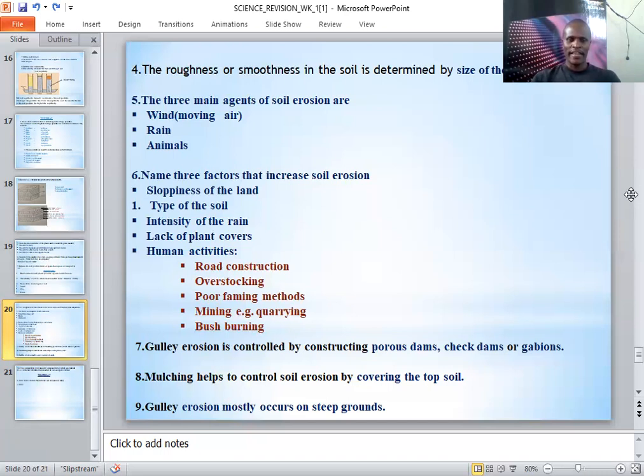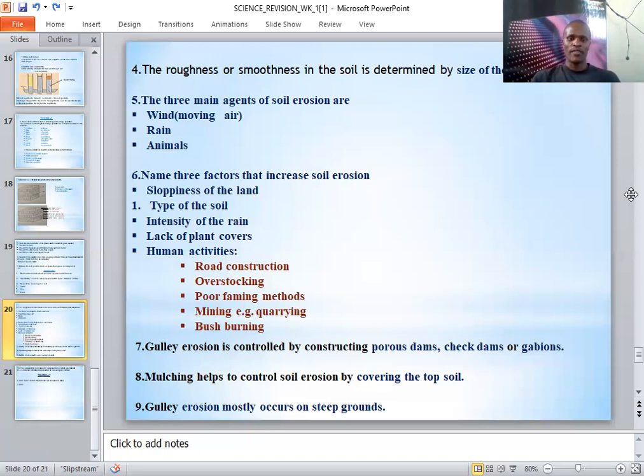But when the rainfall is just lighter, then we expect the soil erosion to be least. Then we also have lack of plant covers. When land is lacking cover crops, there is no vegetation cover in a given area. It means that the soil there is highly exposed to wind and to rain. Therefore, any little wind or any little rain that comes will easily carry away this fertile topsoil. So, lack of plant covers.